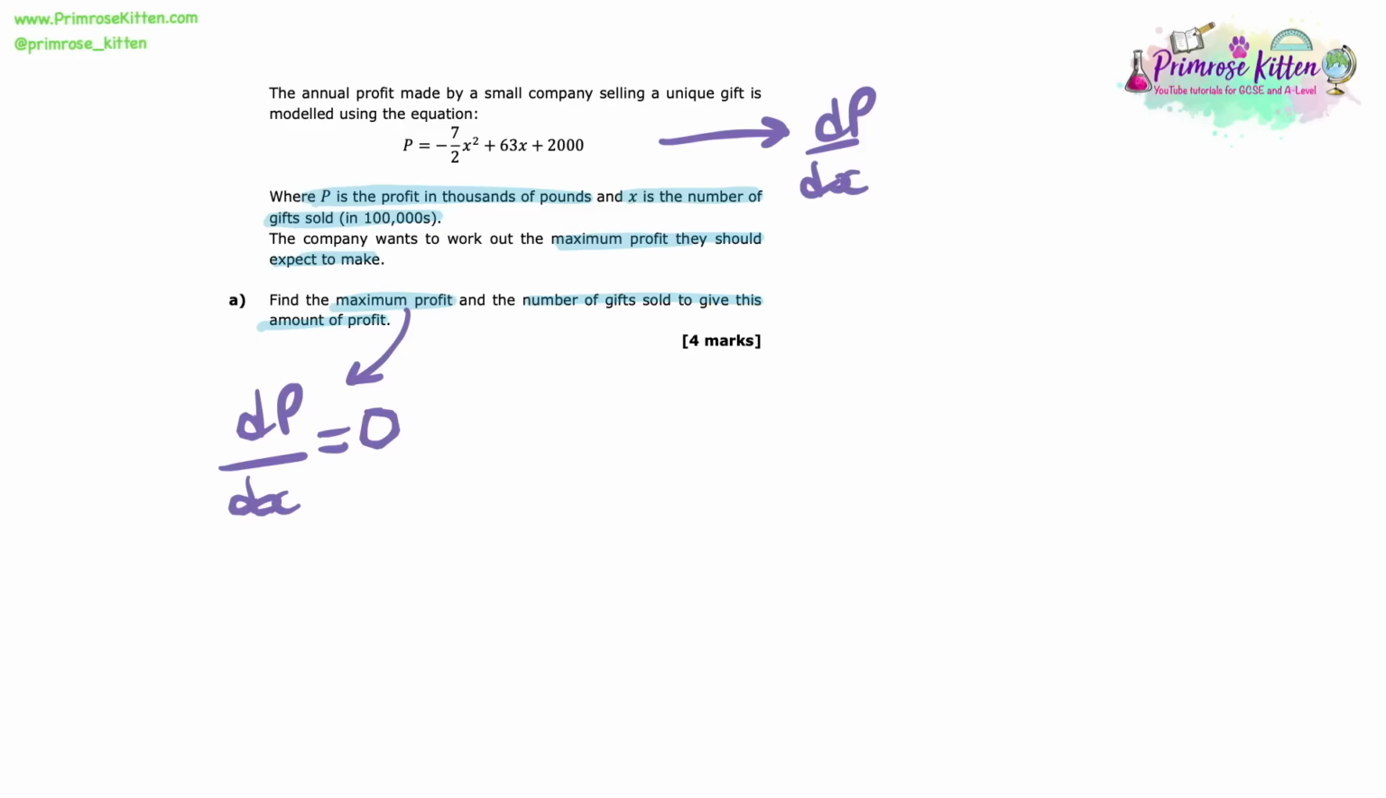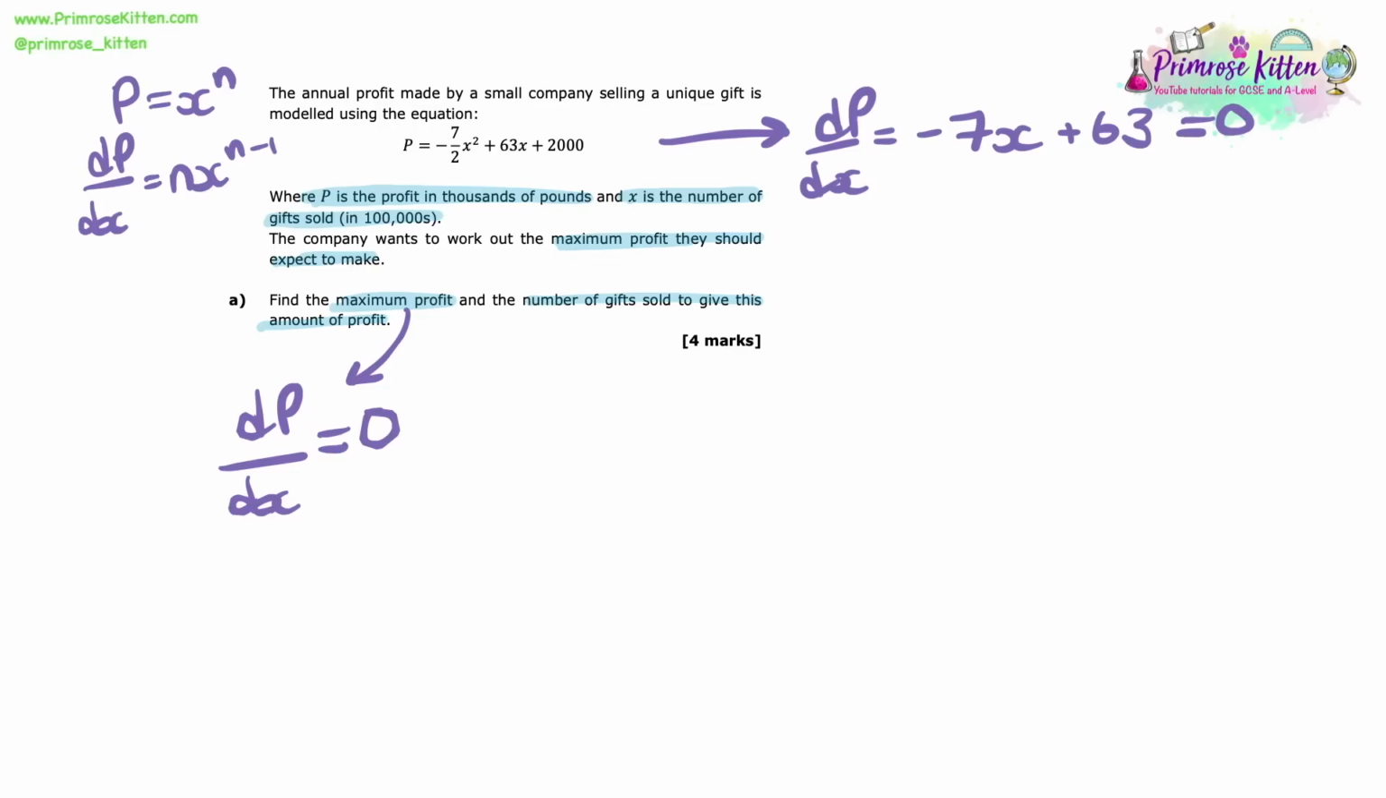So if we say that dP/dx will equal 0, let's have a look at differentiating these one at a time. So remember, to differentiate, we multiply through by the power and then we subtract 1 from the power. So when we differentiate minus 7 over 2 x squared, multiplying through by the 2 just gives us minus 7, subtracting 1 from the power just gives us x. 63x just gives us 63 when we differentiate it, and we just drop the x, and 2000 just goes to 0. So here we have minus 7x plus 63 equals 0, because it's a maximum, which rearranges to give us x is equal to 9.